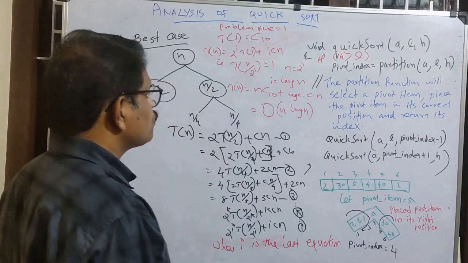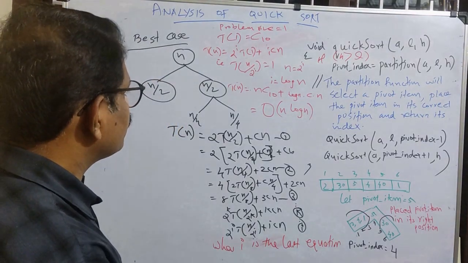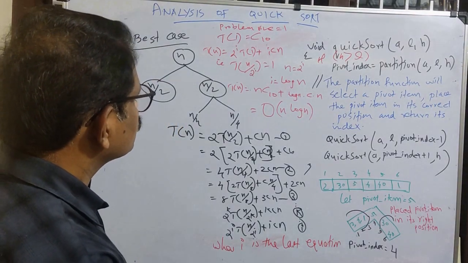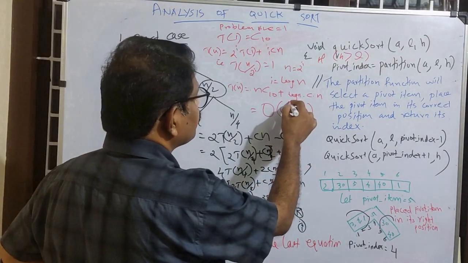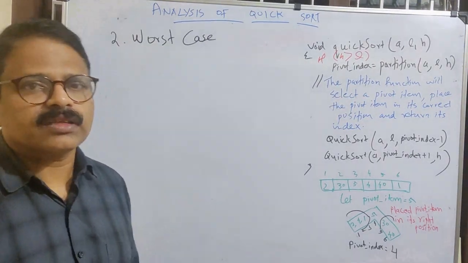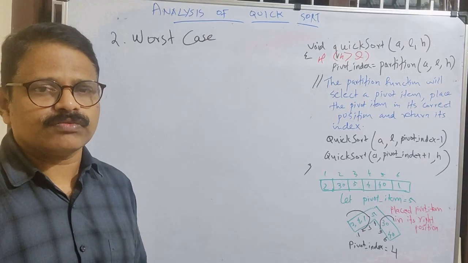We can say the complexity is big O n log n, because this is a dominating term. Next, let us discuss the worst case analysis of quicksort.